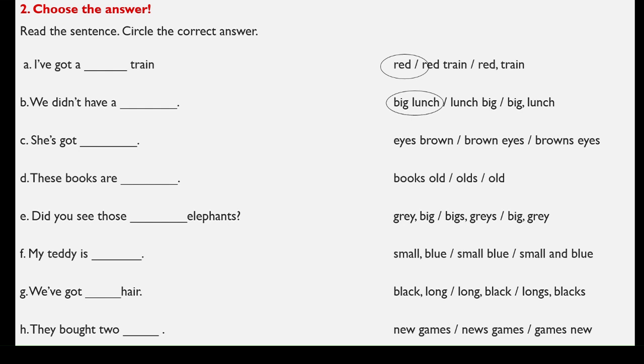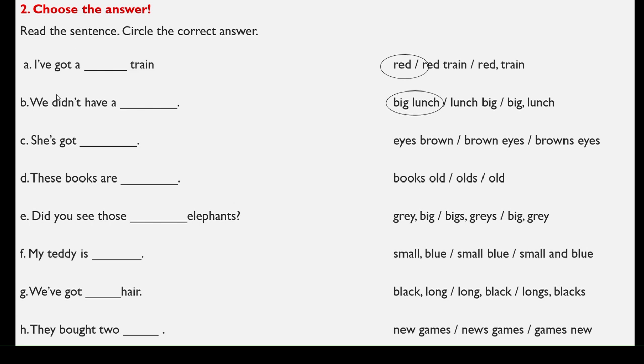Our second task is choose the answer. Read the sentence and circle the correct answer. You have an example. I've got a train. You have red train, a red train. So the best choice is red.